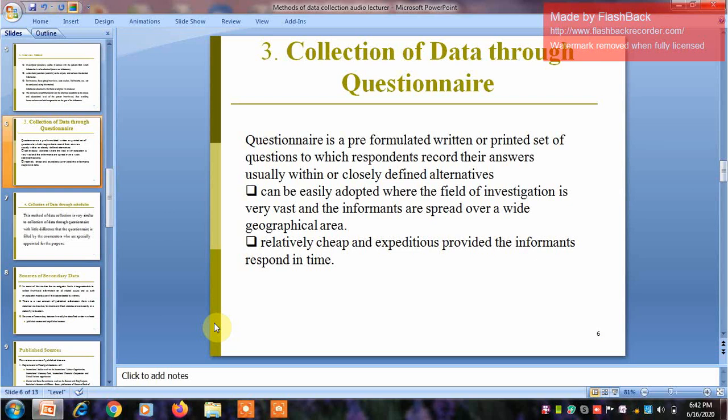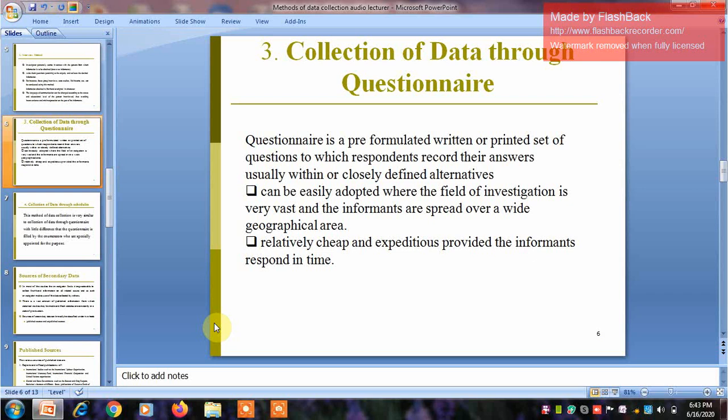So when I talk about questionnaires, nowadays most researchers use Google Forms as one of the popular methods of collecting primary data. To be precise, a questionnaire is a pre-formulated written set of questions which is given to the respondent for his response, where the respondent fills in the questionnaire and submits it to the researcher, and then the researcher makes the analysis.